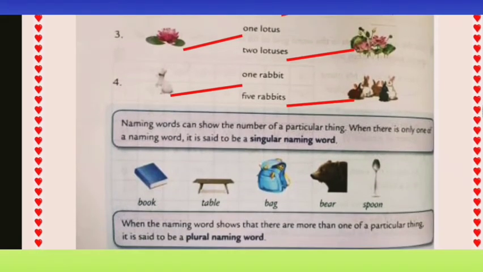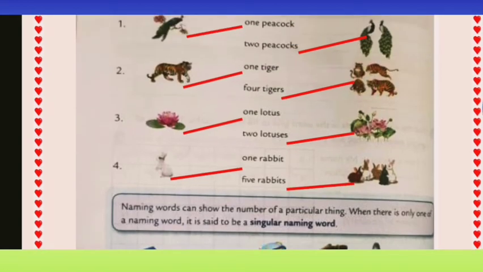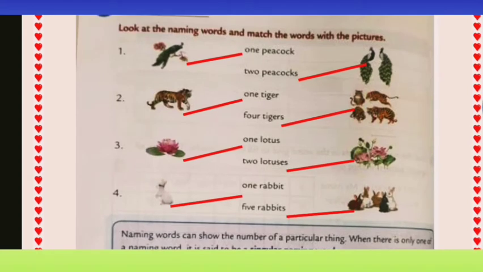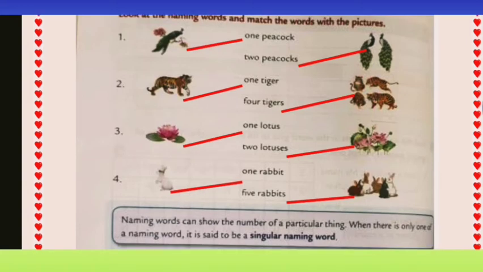So let's read out. Naming words can show the number of a particular thing. When there is only one of a naming word, it is said to be a singular naming word. Now understand the concept of singular naming words. Students, what was the use of this question that we have done, matching with the word? See, on the left side only one name was there. We have matched it with one name, that is one peacock, one tiger, one lotus, one rabbit. This one means singular. When a naming word denotes only one thing, it is a singular naming word.